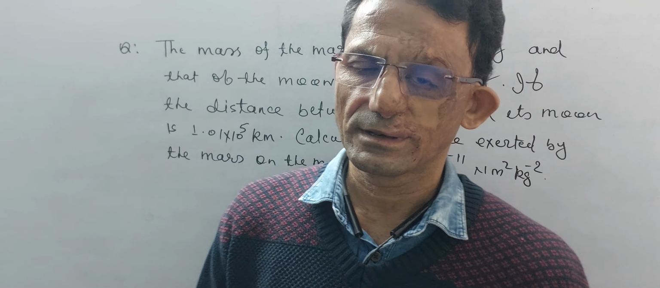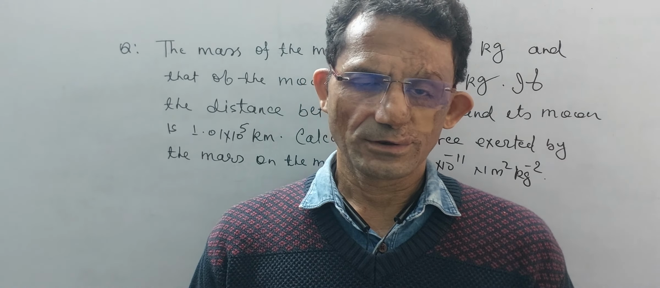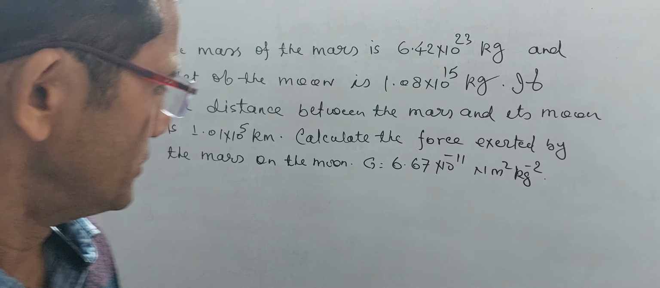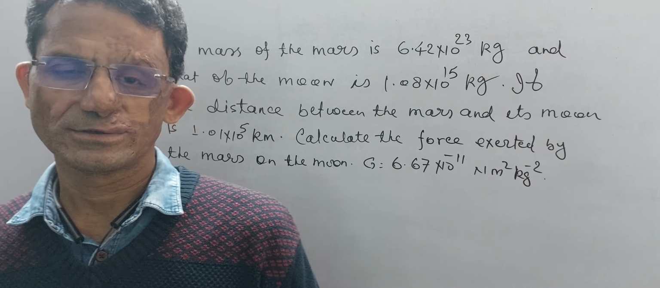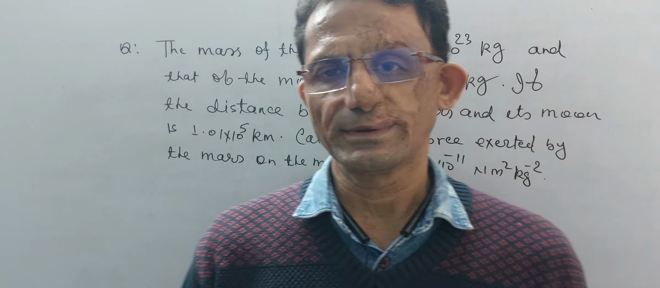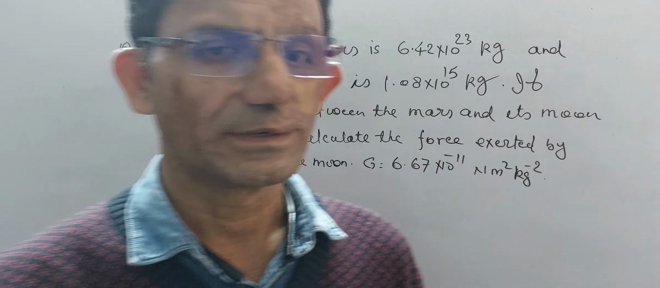Newton has given one important formula, Newton's law of gravitation. In Newton's law of gravitation, when two masses are at some distance, these two masses will exert forces on each other between them. The force will be attractive.